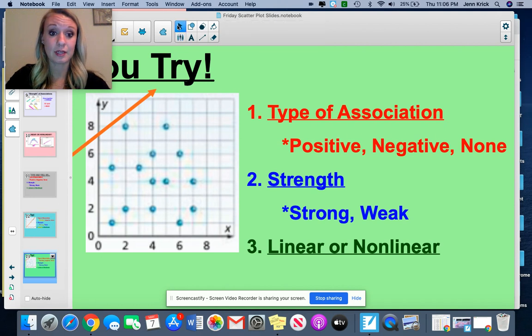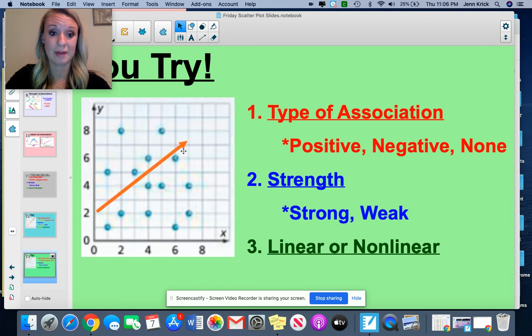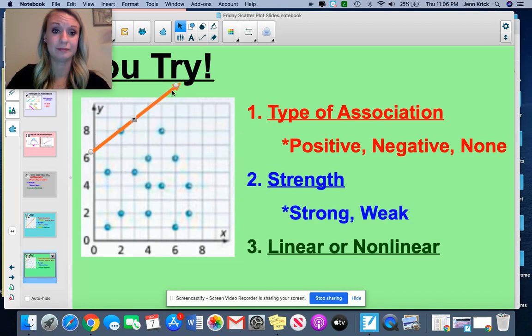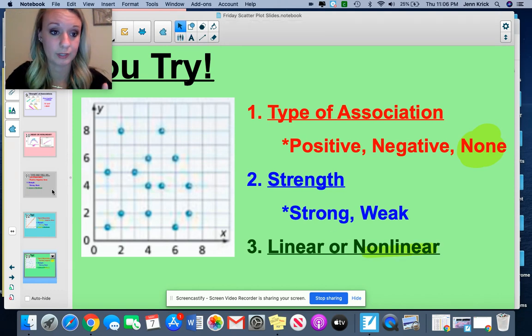All right, taking a look at this one. I see these points scattered everywhere. There is really no way for me to even drop in a line of best fit here, so that doesn't work. As soon as you cannot draw in a line of best fit, you know that's going to be no association. You can't tell me a strength because there's no line of best fit, and it's definitely nonlinear. There's no line there.